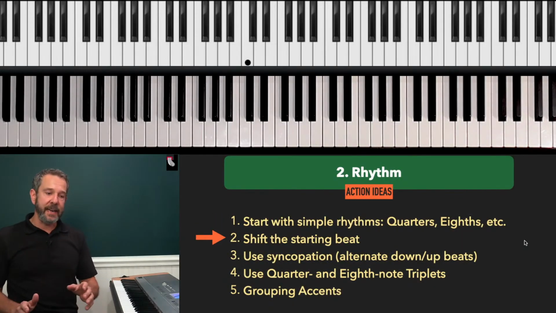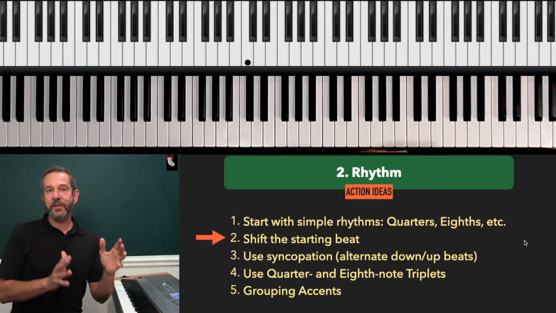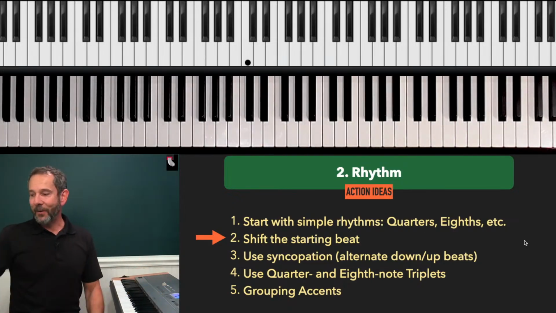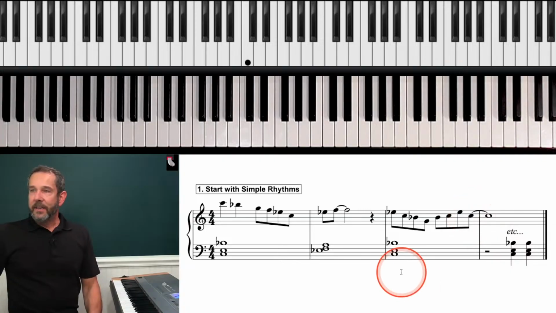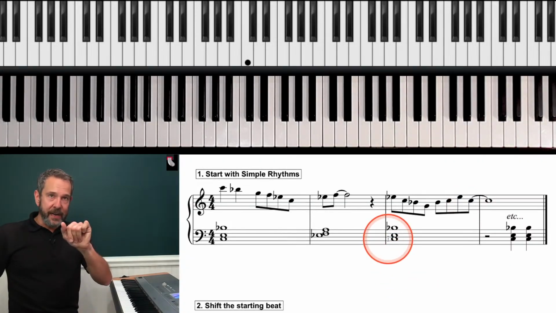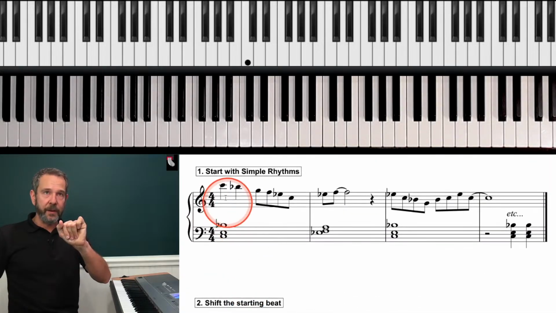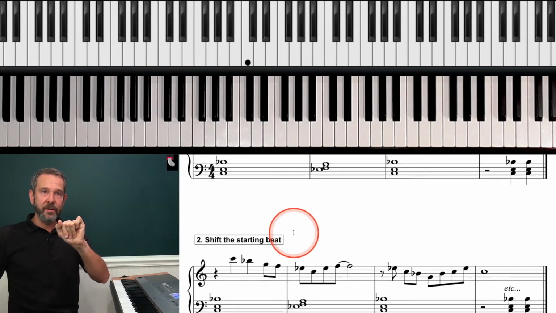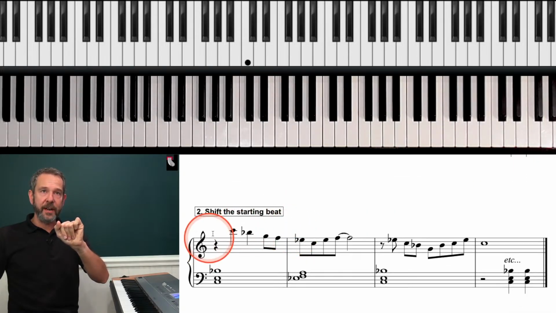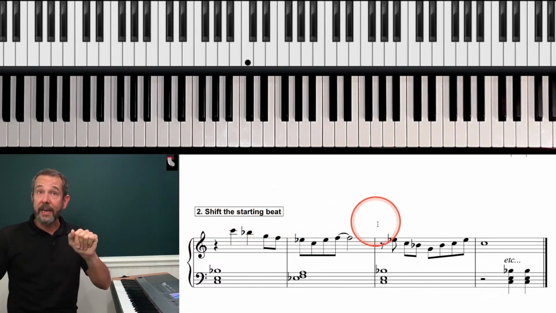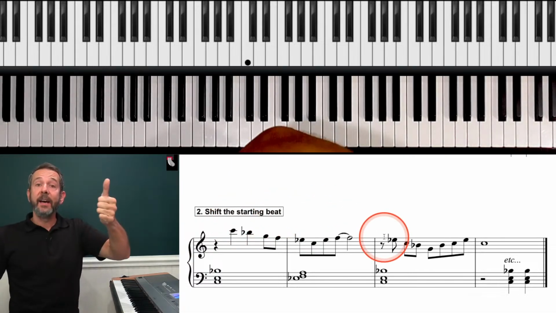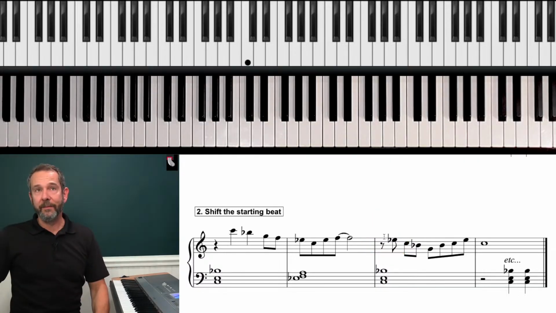The next thing is try shifting the starting beat. So this is a good one. You have this one right here. Now take a look at this one. You see what I did here? Let me scroll back and forth. See here, I started on beat 1, and here I started on beat 1 as well. But now on this, notice what I did. I shifted over, I started on beat 2 now, and here I started on the upbeat of beat 1.